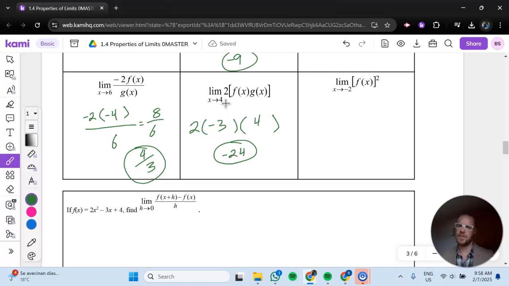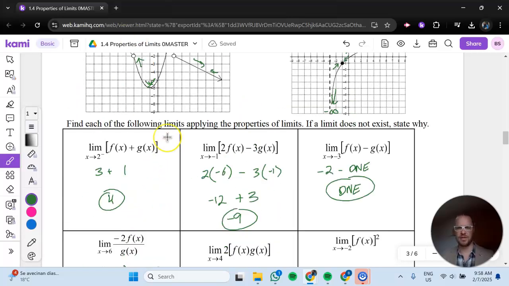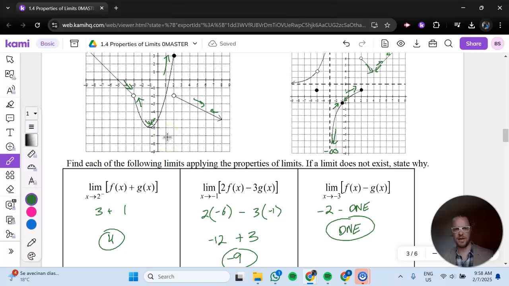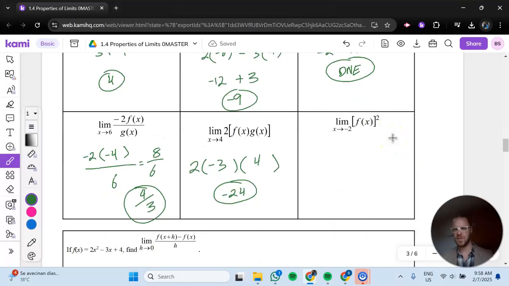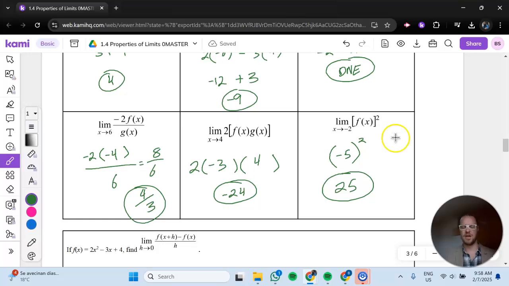One last one over here. So we're going to take f of x as x approaches negative 2 and then square it. So as we approach negative 2, which is right here, from both the left and right, we're getting to negative 5. So it does exist, it's negative 5. Careful with the parentheses, they need to be around everything as we square this, because that makes it positive 25, not negative 25.